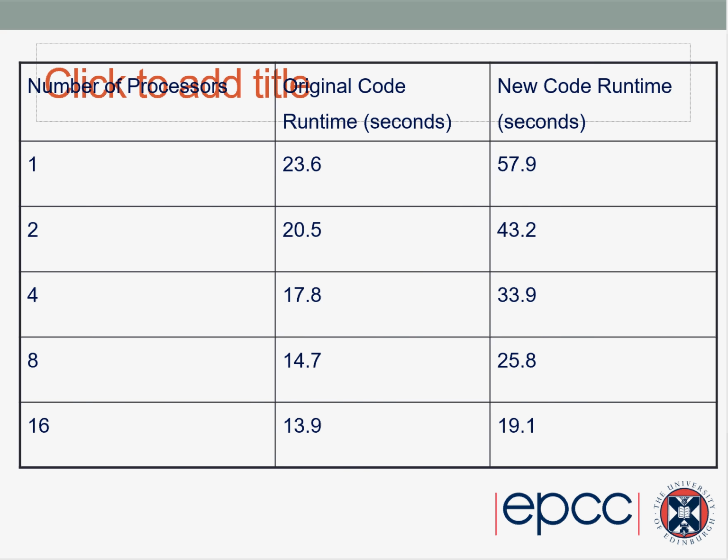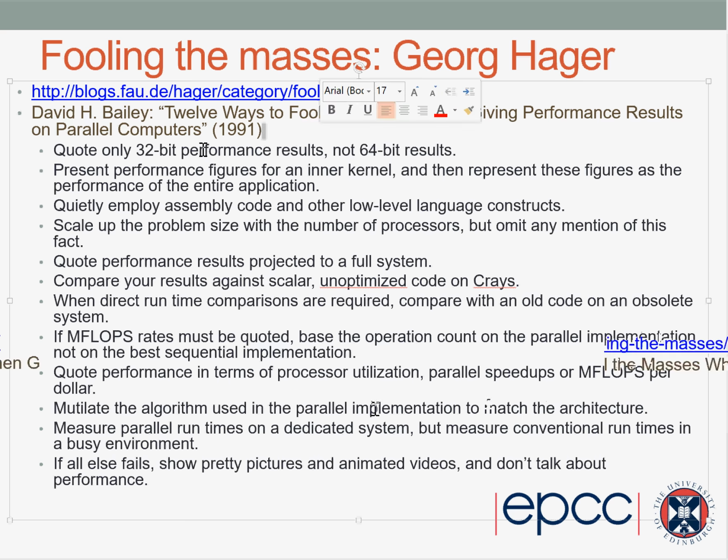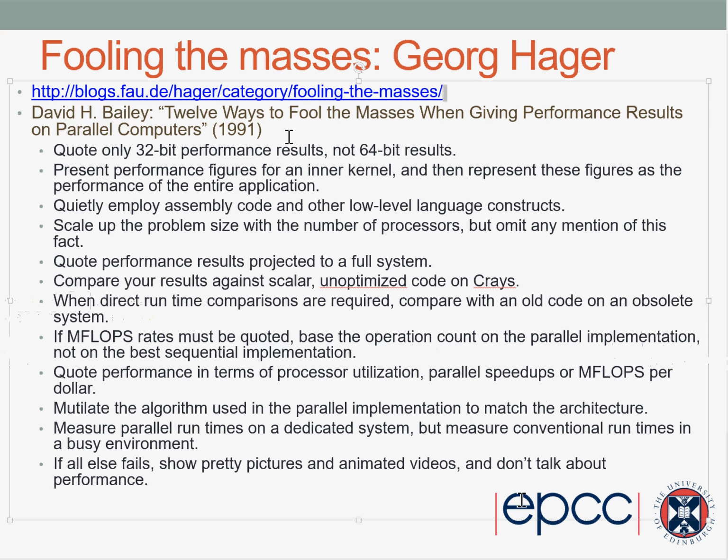And there's a really nice set of articles, blog posts and papers on issues with presenting performance in high performance computing and computer optimization, based on David Bailey's original article, 12 Ways to Fool the Masses When Giving Performance Results on Parallel Computers, and extended by George Hager on his blog about fooling the masses. There are lots of different ways to present your results so it looks like you've done a good job even if you haven't, which is worth guarding against so you don't fall into these traps yourself.